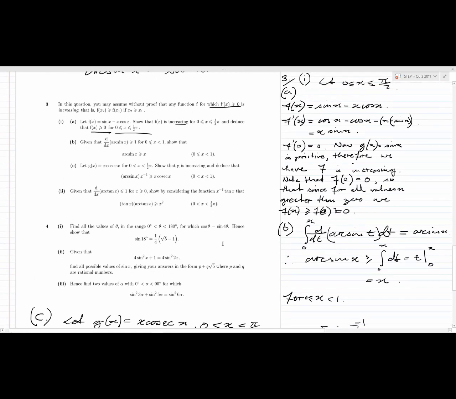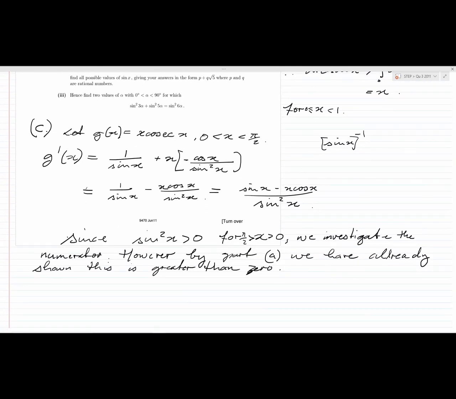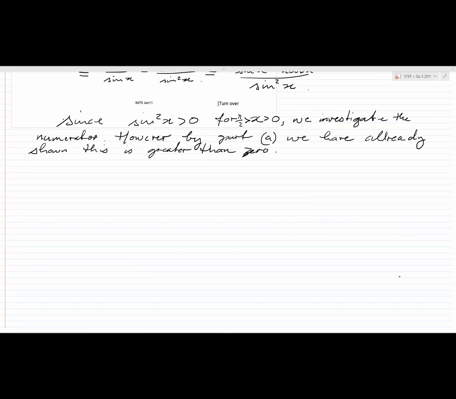Now, this is where it gets a little bit more tricky, because what we've got to do now, having shown that g is increasing, is deduce that this expression here. So this looks a little bit strange. How on earth are we going to do this, we ask ourselves. Let's have a little think and see if we can come up with a good idea. Let's just write down what we're going to do. So we're on to the second part.